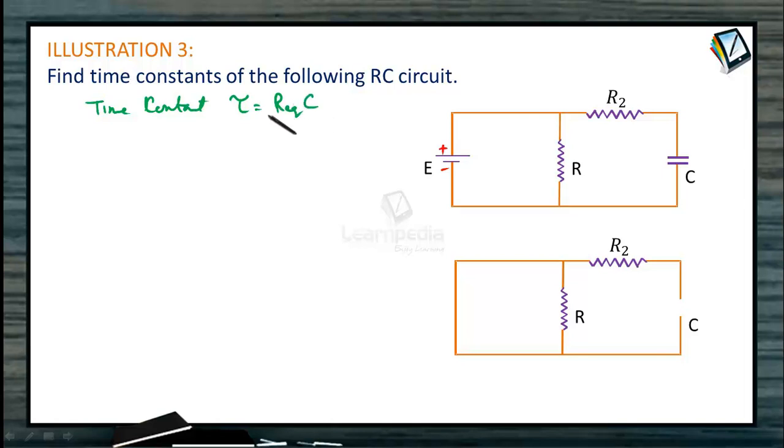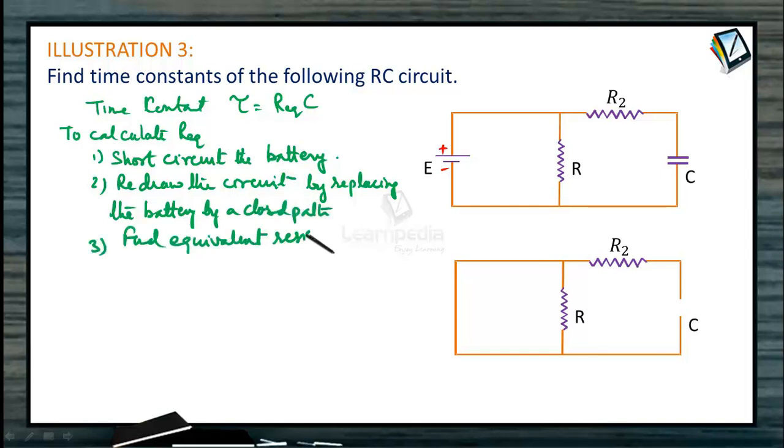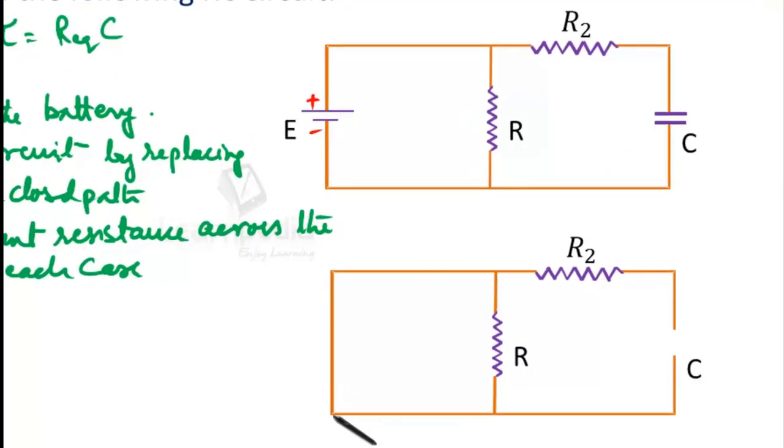So to calculate R equivalent, short circuit the battery, redraw the circuit by replacing the battery by a closed path. Find equivalent resistance across the capacitor in each case. So this circuit I have redrawn with the battery replaced, short circuited. Resistance R, R2, and across the capacitor we have to calculate the equivalent resistance.